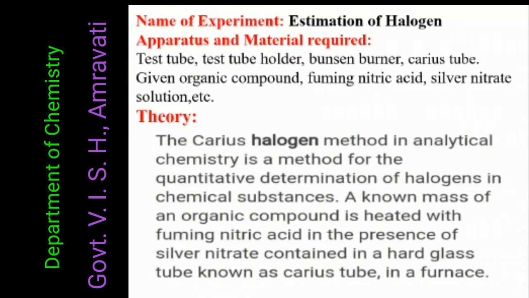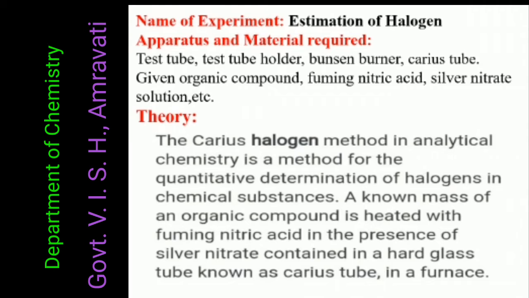So the name of the experiment is estimation of halogen. Apparatus and material required for this experiment are test tube holder, Bunsen burner, Carius tube, given organic compound, fuming nitric acid, silver nitrate solution, etc.